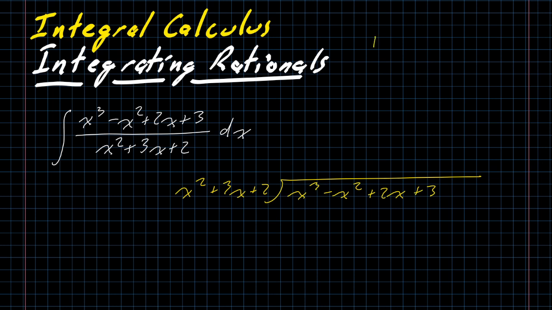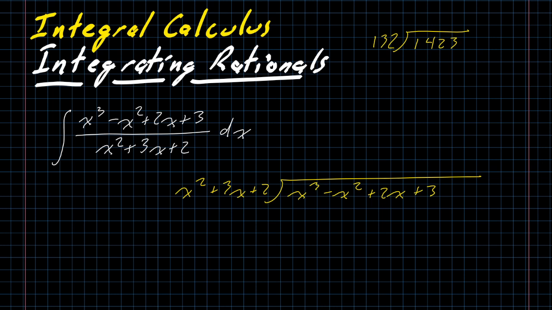Whenever I remind students of polynomial long division, or even if I'm just introducing it for the first time, I like to remind you that it works very similarly to long division for integers. 132 goes into 1,423.